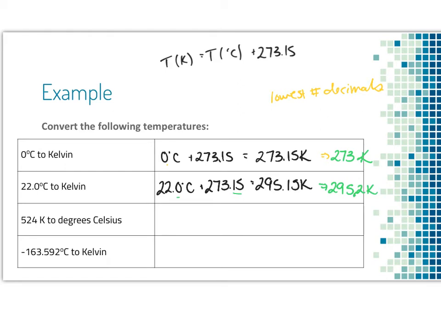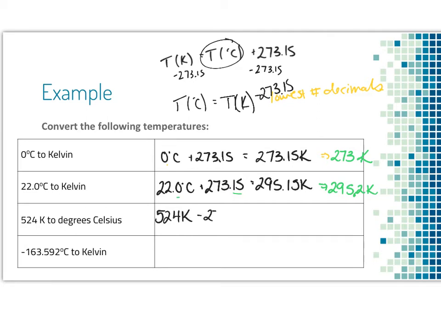And then we're looking at 524 Kelvin. We don't say degrees for it. Convert to degrees Celsius. So we're going opposite here. To get degrees Celsius by itself, I need to subtract 273.15 from both sides. So temperature in degrees Celsius is equal to Kelvin minus 273.15. So 524 minus 273.15 is equal to 250.85 degrees Celsius.